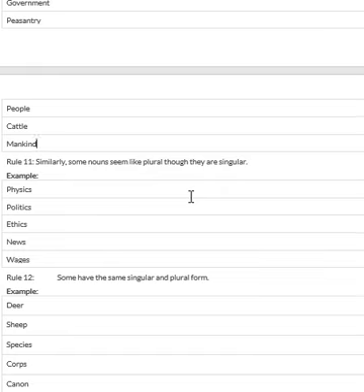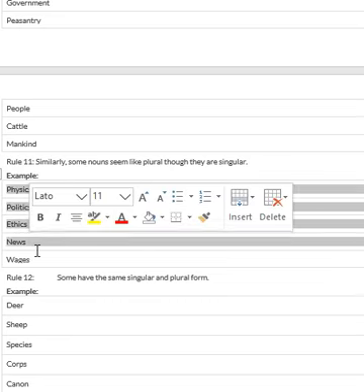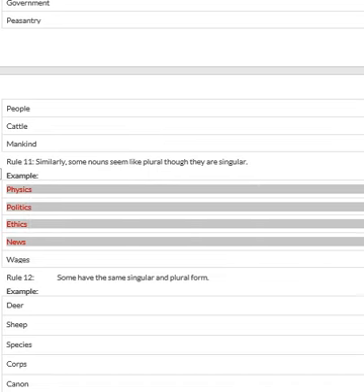There are some words that are actually singular, but they seem like plural, like physics, politics, ethics, news, wages. All these are singular words, but they seem like plural. You will have to remember all this.